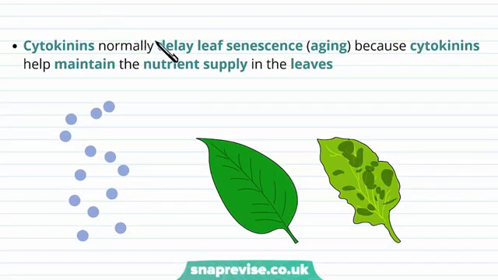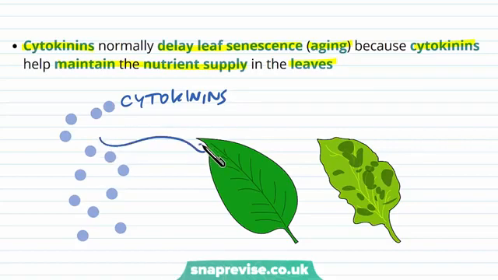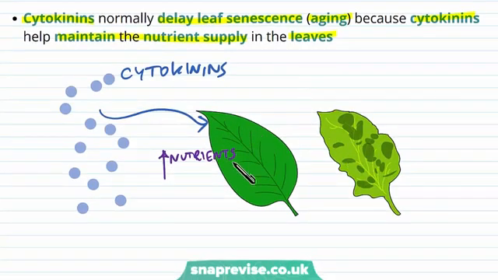The molecules that we saw before, called cytokinins, normally try to delay the leaf aging or senescence because the cytokinins help to maintain the nutrient supply in the leaves. So the cytokinins are a particular type of plant hormone, and in their functions they help keep the nutrient supply of the leaf high. Because if there are no nutrients in the leaf, it will end up dying and therefore age. So in the winter the cytokinins would start decreasing in their level, and therefore the leaves age and then they end up falling off.